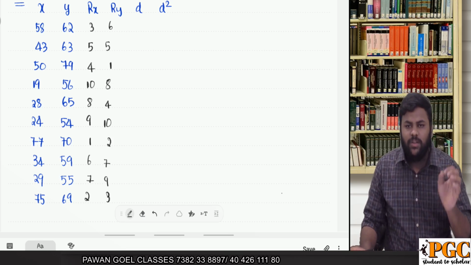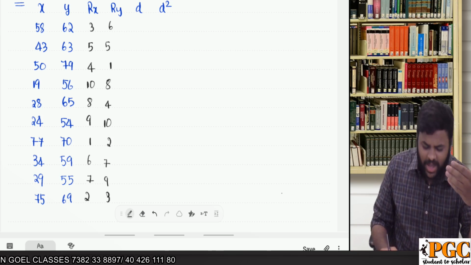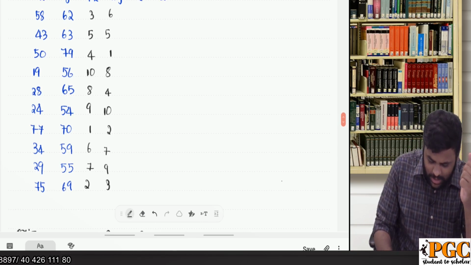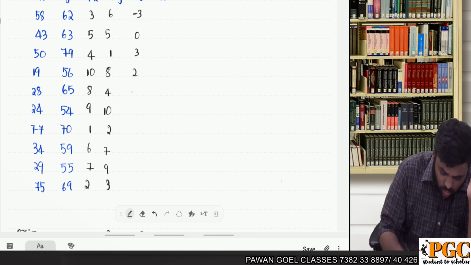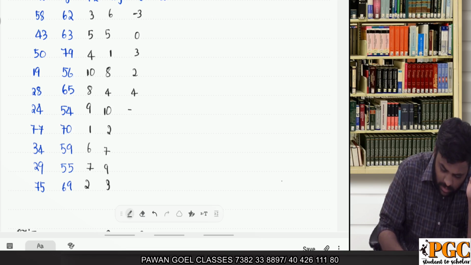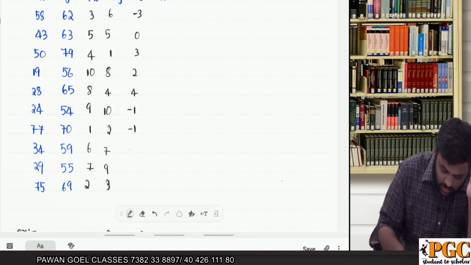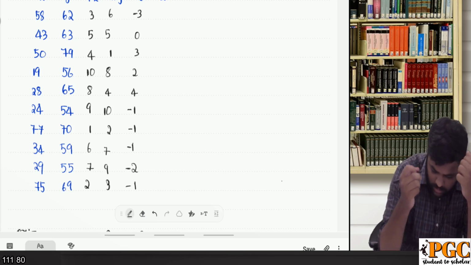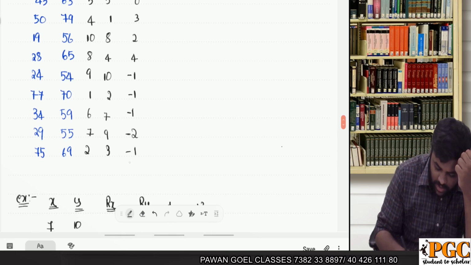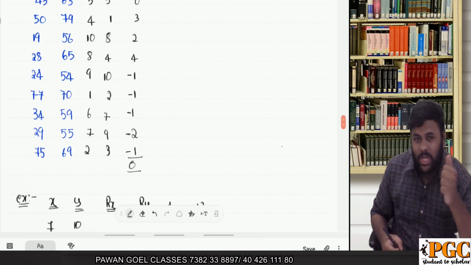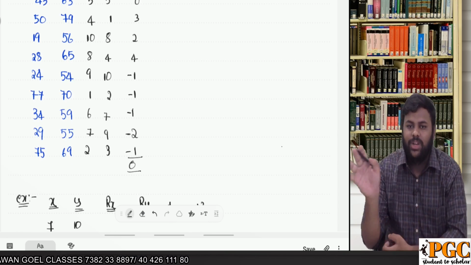Okay. So my dear friends, we have given ranks for x, we have given ranks for y. Now let us compute d. d is nothing but the difference in ranks. 3, minus 6, minus 3, 0, positive 3, 2, 8 minus 4, 4, 9 minus 10, minus 1, minus 1, minus 1, minus 2, minus 1. Yes, my dear friends, the value of summation d is at any cost supposed to be equal to 0. So all our ranks, every computation, is correct.